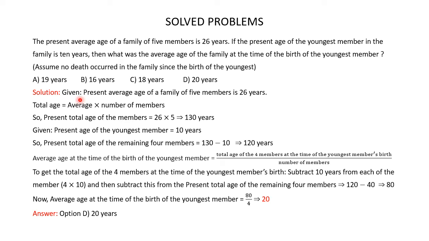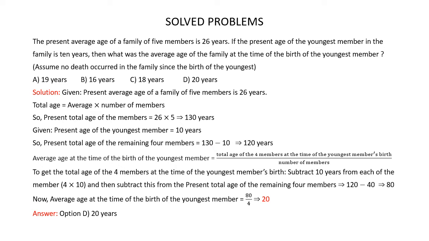So now it's given that the present average age of a family of 5 members is 26 years. So total age is equal to average multiplied by number of members. So present total age of the 5 members is 26 multiplied by 5, which is 130 years. It's given the present age of the youngest member is 10 years. So present total age of the remaining 4 members will be 130 minus 10, that is 120 years.